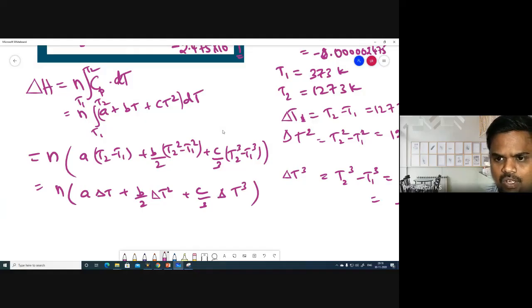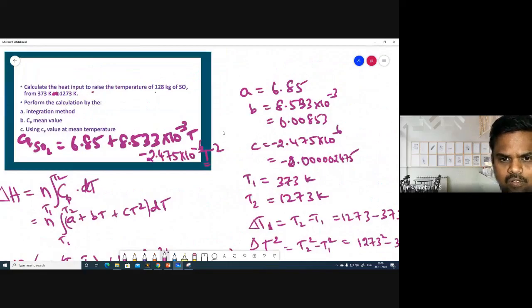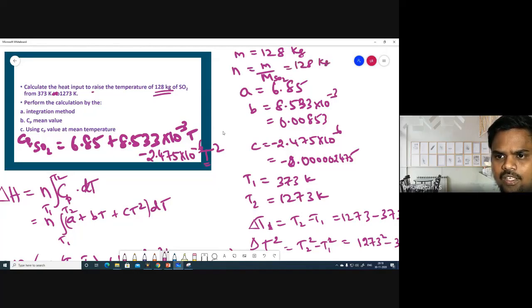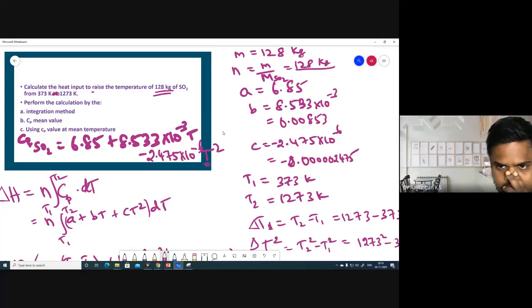Okay, so now we have all the values. What is the N value? It is our basis. The mass is given as 128 kg, so we should convert it to mass divided by the molecular mass of SO2. So 128 kg divided by the molecular weight of SO2, which is 64 kg per kg mole, and we will get this many kilomoles. So what is the N value? Please determine.